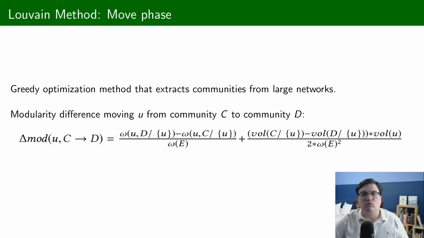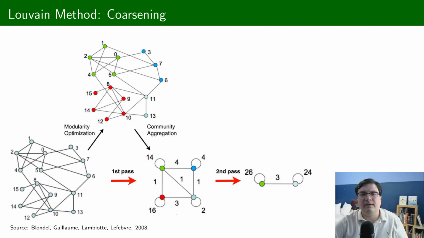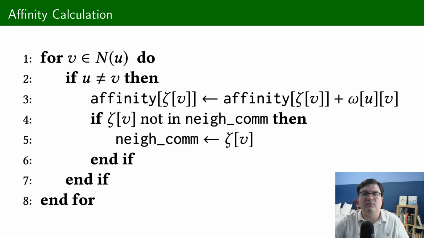In parallel, race conditions can cause the process not to converge, and the process stops after a given number of iterations. That iterative optimization is the move phase, and once the move phase has completed, the graph is coarsened, and the process repeats to obtain hierarchical communities. The majority of the runtime of the Louvain method is spent on the calculation of affinity and community assignment in the first move phase. The challenging part to vectorize is the affinity calculation.